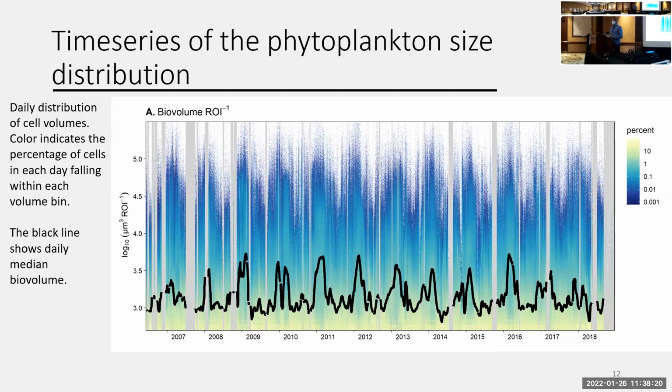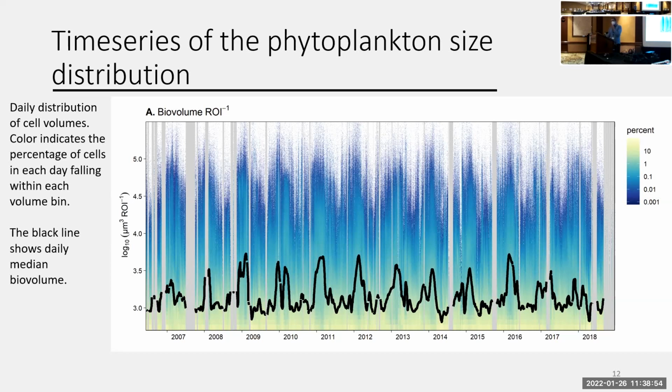To get into my analyses a little bit, here is a top-down look at the phytoplankton size structure at Martha's Vineyard. The color indicates the percentage of cells in a given day falling within each volume bin, and the sum of each column, or day, is 100%. So basically, color is indicative of where most of the biomass is. The thick black line at the bottom shows the daily median biovolume. In this analysis, the cells are grouped into size bins of 100 cubic microns.